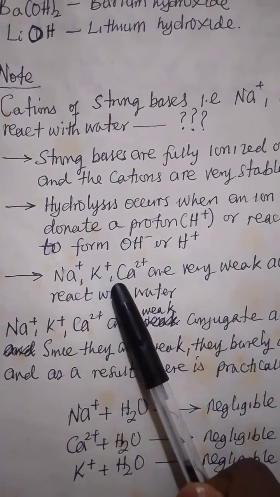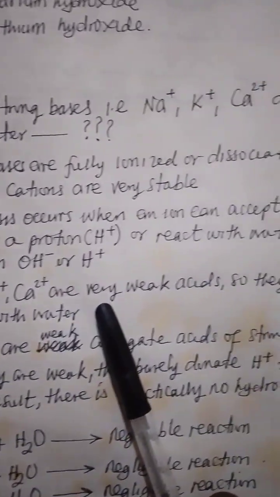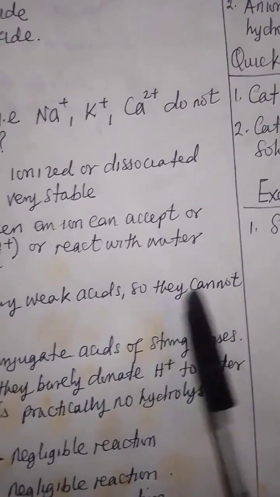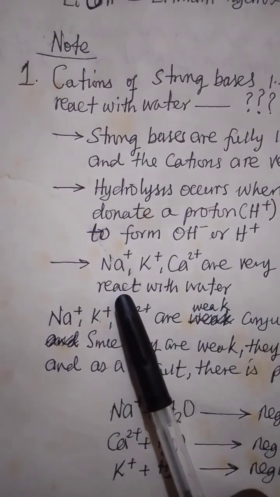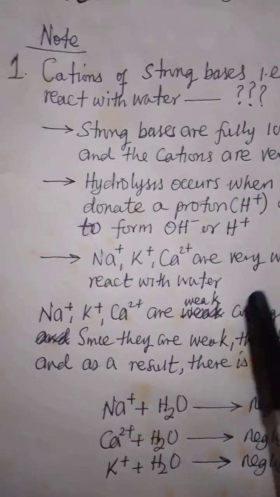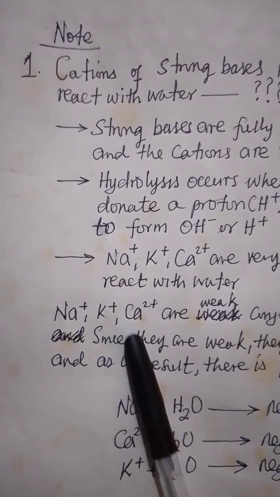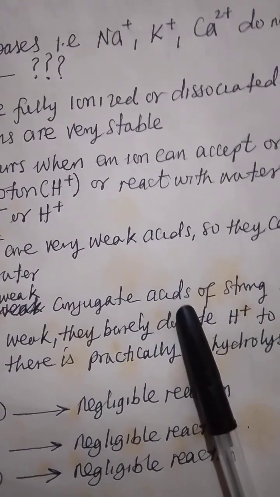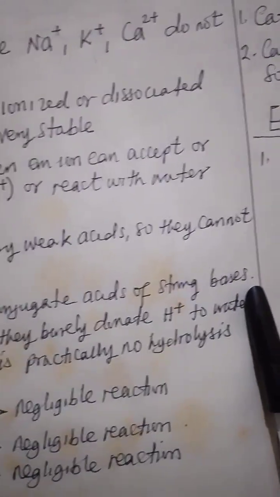Na+, K+, Ca2+ are very weak acids, so they cannot react with water. Na+, K+, Ca2+ are weak conjugate acids of strong bases.